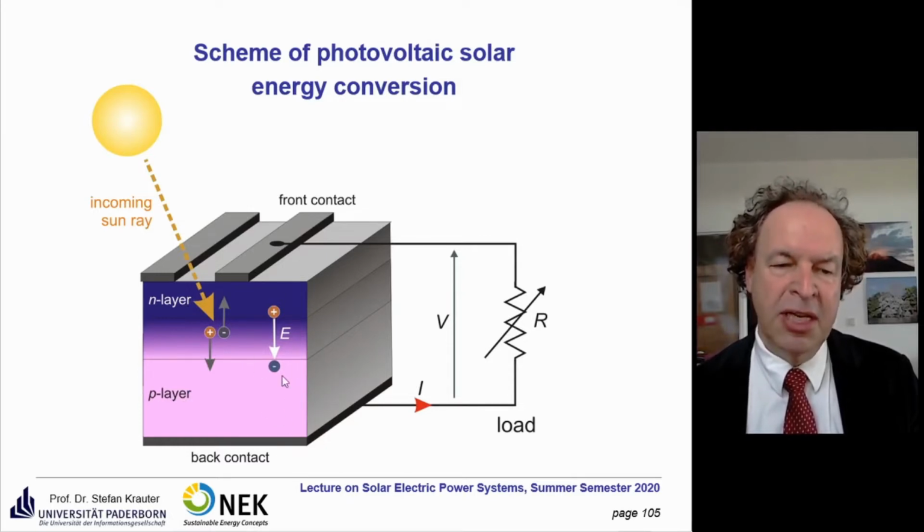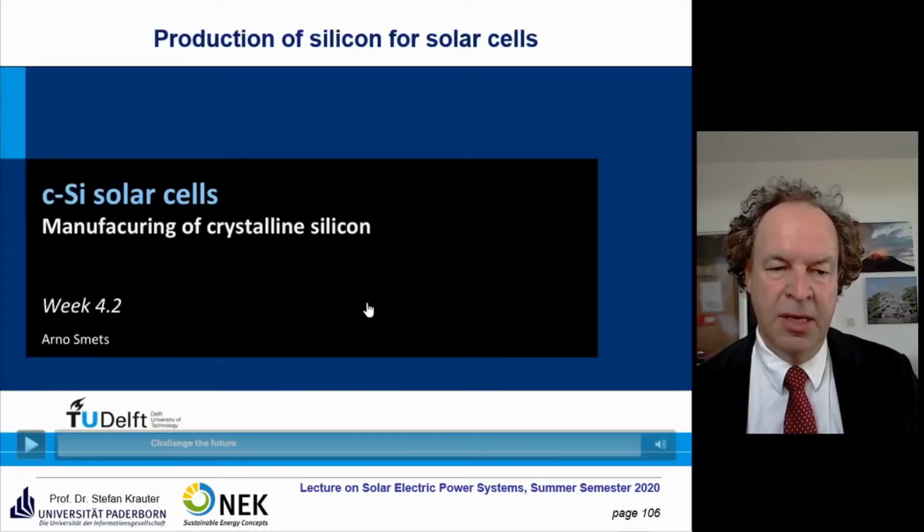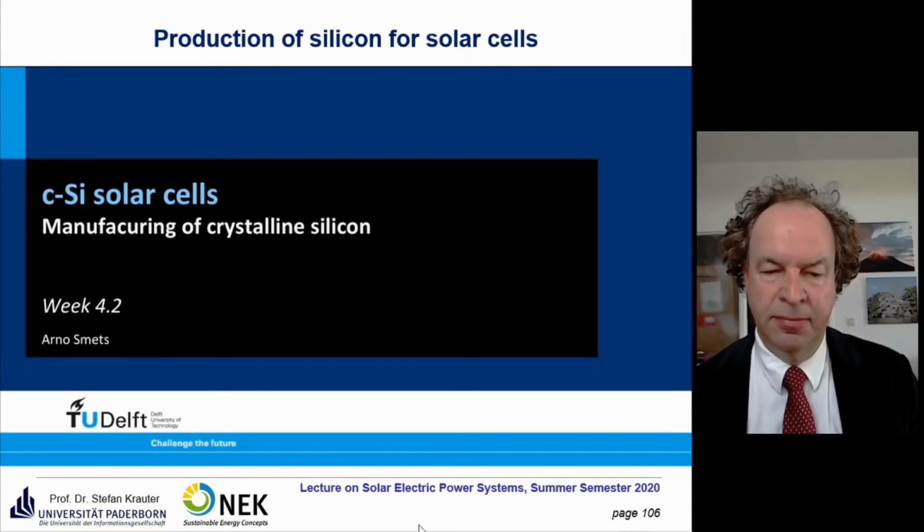Why do we discuss silicon only? Because more than 95% of the world market are solar cells made of silicon. We don't have any problems with the resources because a large part of the Earth crust is silicon, so we don't have to care about it. Let's start that video.